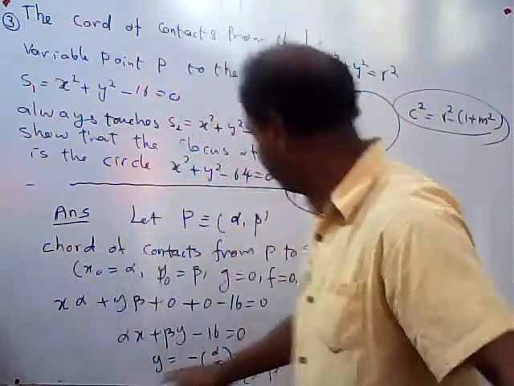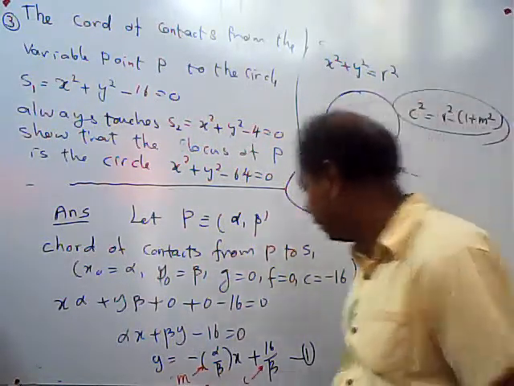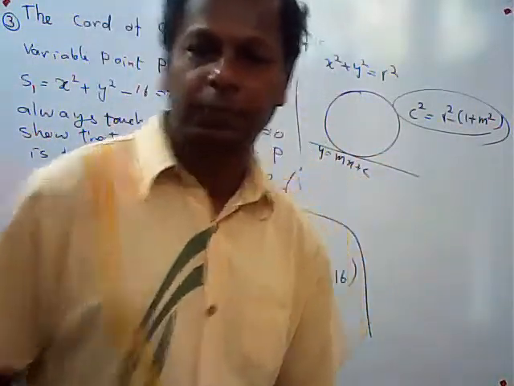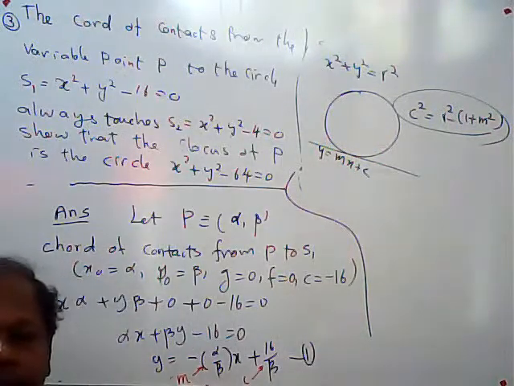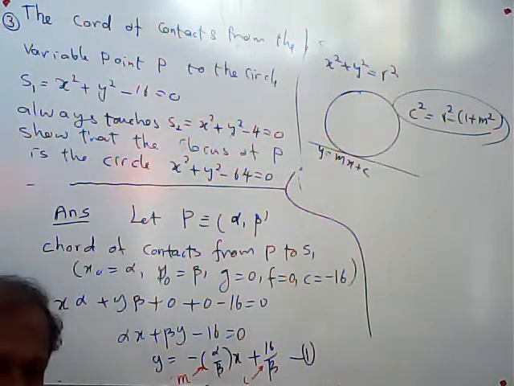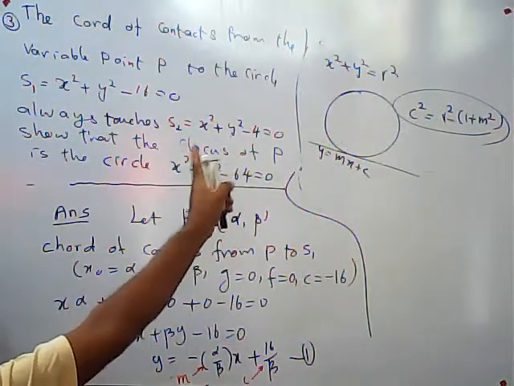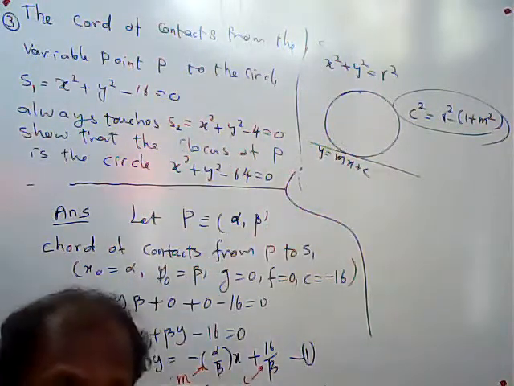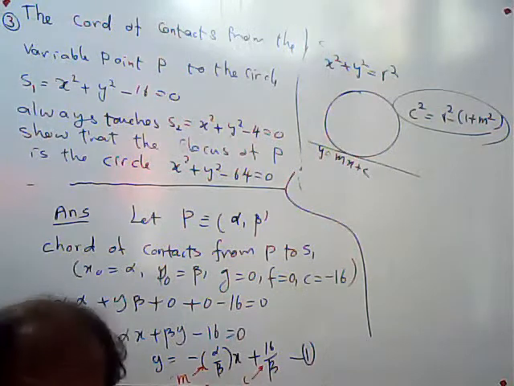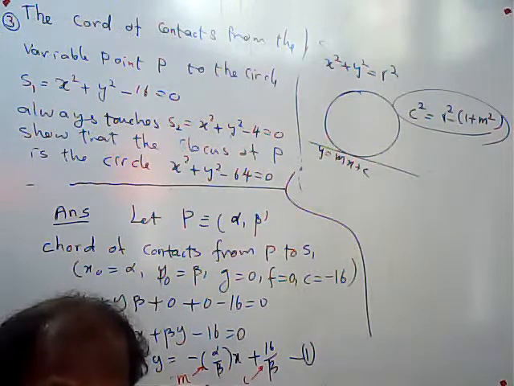You can use the formula that we have, right? You can finish it. First, you write this straight line in the form y equals mx plus c to identify m and c. The circle is already in the form x square plus y square equals r square. Now you have everything you need to use that expression, c square equals r square into 1 plus m square.